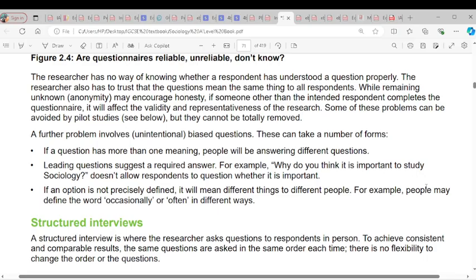Leading questions suggest a required answer. For example, why do you think it is important to study sociology? It doesn't allow the respondent to question whether it is important, because you say, why do you think it's important?